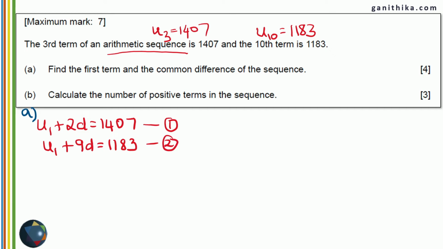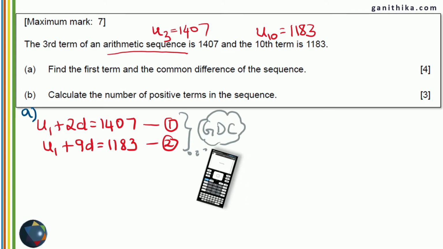How will you solve them? Are we in paper 1? We are in paper 2. So the GDC should come in. Use the GDC quickly and get the values for d as negative 32 and U1 as 1471. Very simple. It's for 4 marks. Quickly you can use the GDC and get the answers.